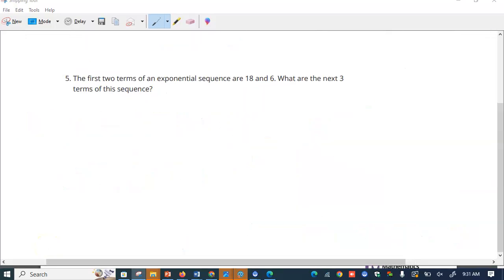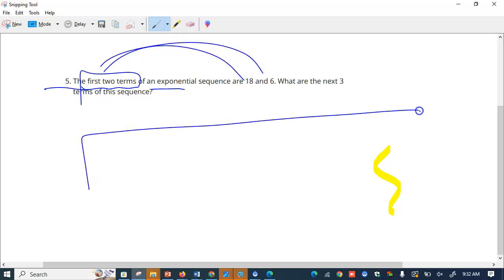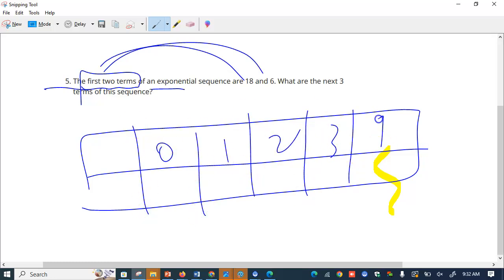Question number 5 says find the first two terms of an exponential sequence. Oh, they give you the first two terms already. So this is how it is. The inputs are 0, 1, 2, 3, and 4. This is 18 and this is 6. So you have to figure out the next three terms.